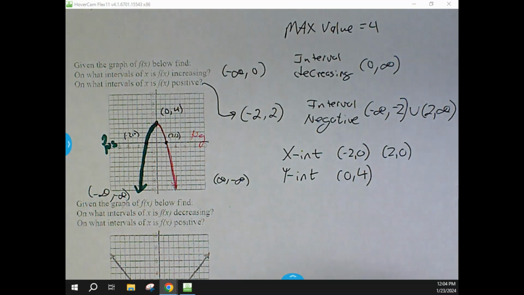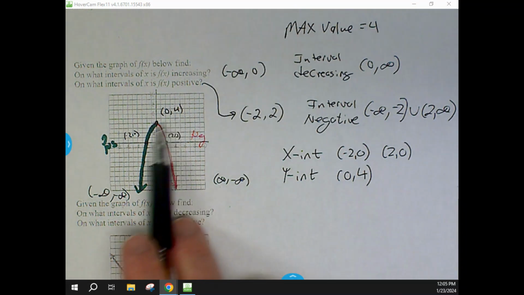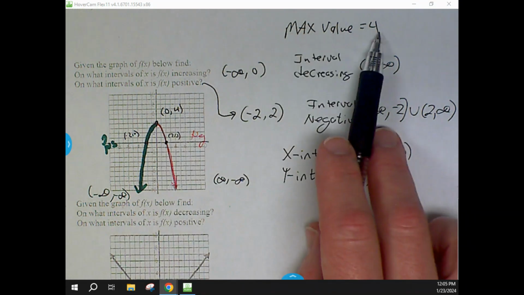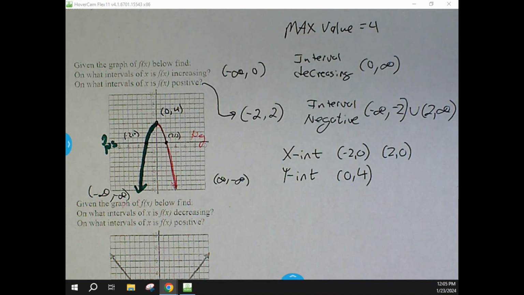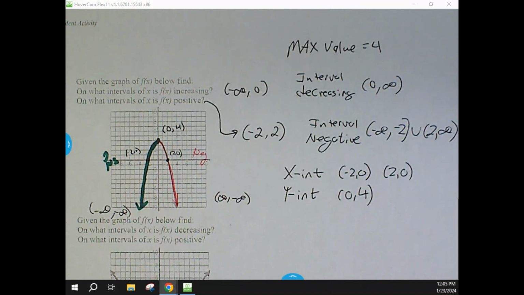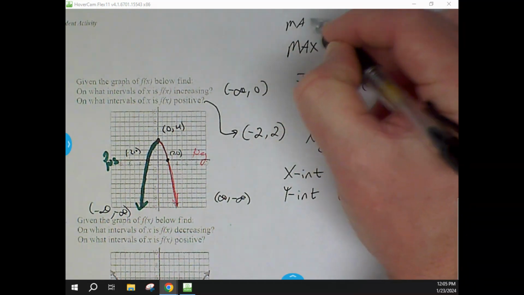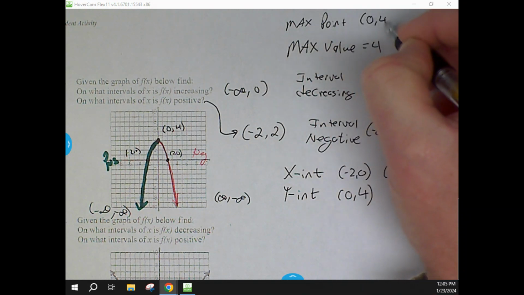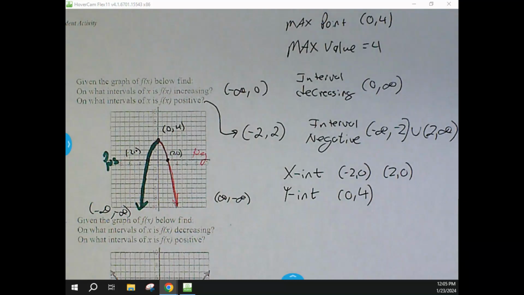Okay, now if they ask about the maximum point, then the point 0, 4 would be the maximum point. But if they ask for just the max value, that's at 4. So sometimes they'll ask for the value, sometimes they ask for the point. So again, if they ask for the max point, that's at 0, 4. If they just say max value, that should just be 4. And sometimes they'll go back and forth on those.